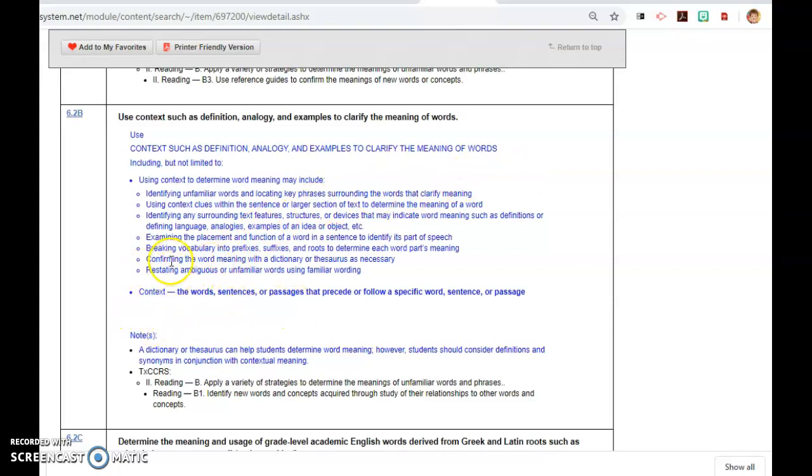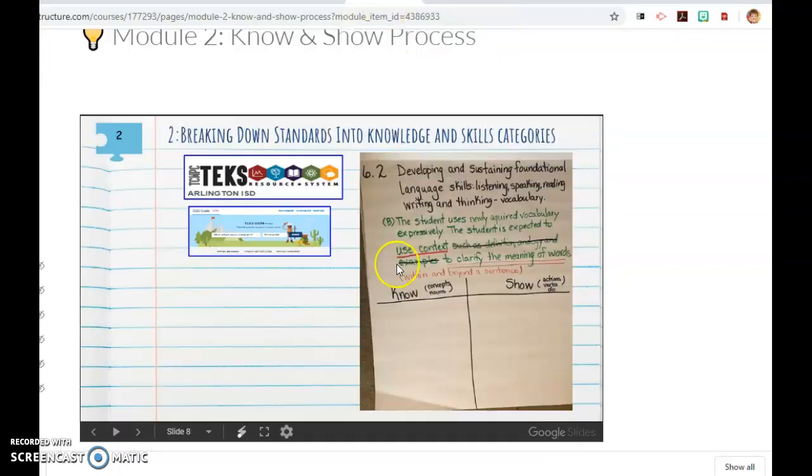And as I'm looking for the conceptual knowledge, the know side, I see phrases like unfamiliar words, key phrases, context clues, text features, prefixes, suffixes, roots, and then here is a great definition of context for this standard. Context can be the word, sentences, or passages that precede or follow a specific word, sentence, or passage. So this gives me a great deal more information that I can return and add to my chart.